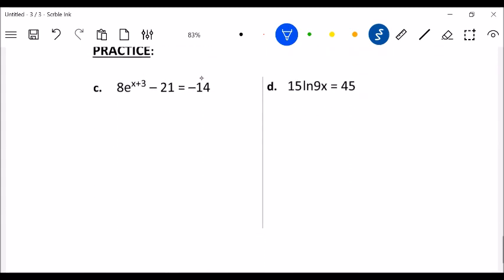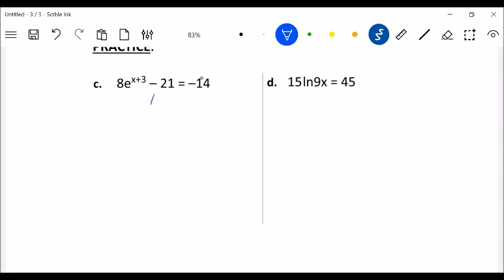Now, here are a couple to practice. These are very similar to the others. Go ahead and do these for a moment. Pause the video, and then just come back to it when you're done. For me, it'll just be about 3 seconds though. Go ahead. Okay, welcome back.